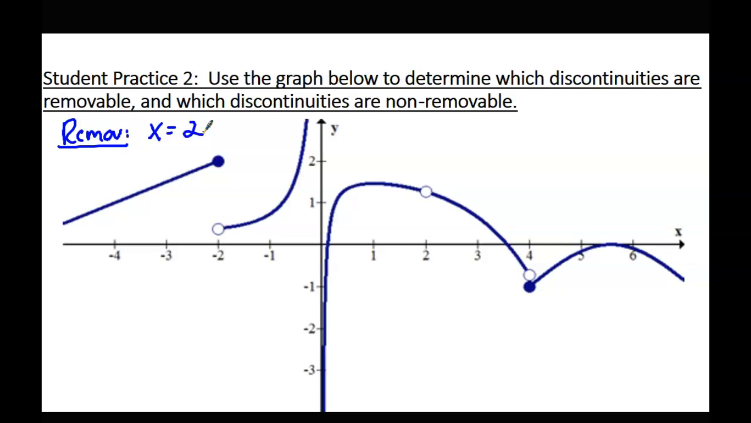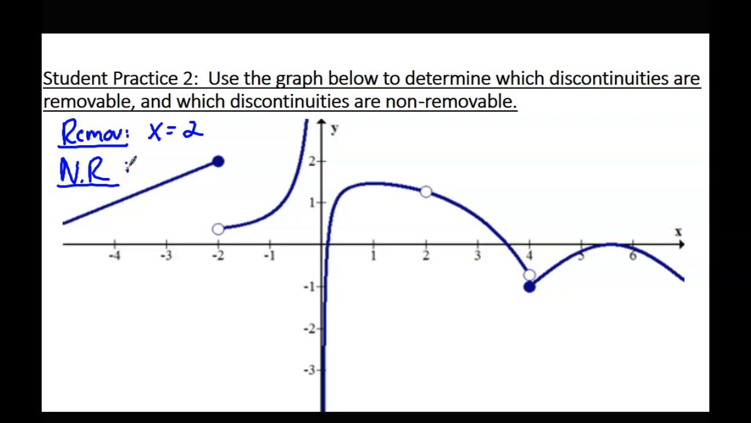If you were ever asked to explain that on an AP test, I haven't seen them ask that, but you could. Just saying it's removable because it's a hole is not good enough. You say it's removable because the limit exists, but the function does not. That's why it's removable. So that's a good answer. I appreciate it. All right, David, where are the non-removables?